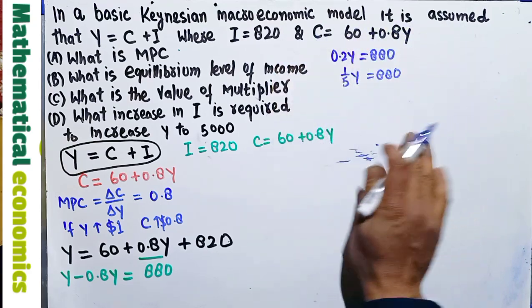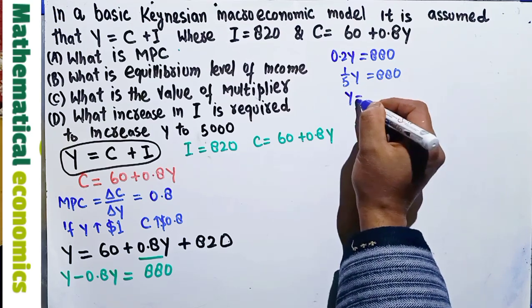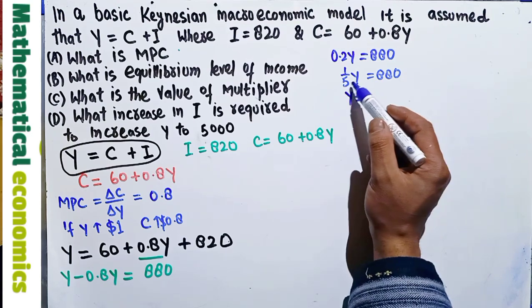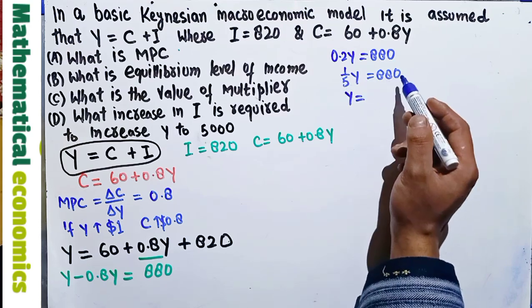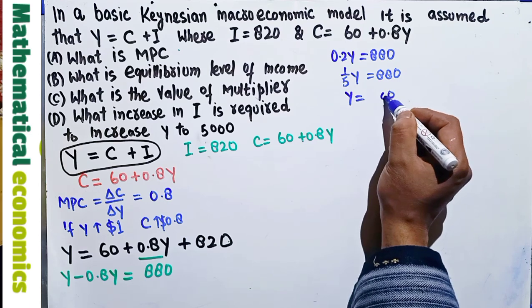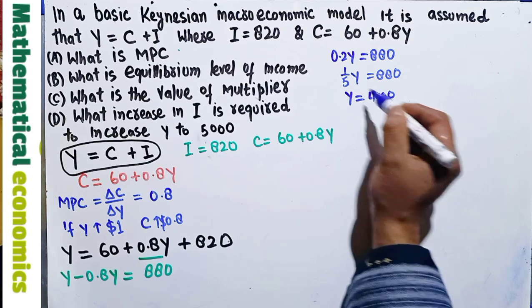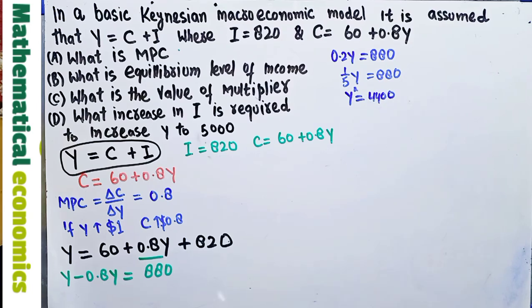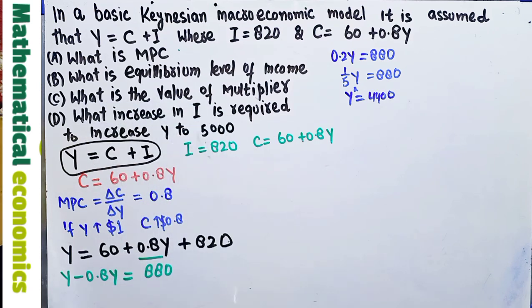Multiplying both sides by 5, the 5 and 5 get cancelled, so 5 times 880: 5 zeros are 0, 5 eights are 40, and 44. So the equilibrium level of income is 4400. Now the next thing is we need to find the value of the multiplier.